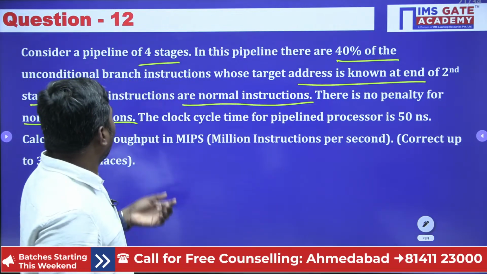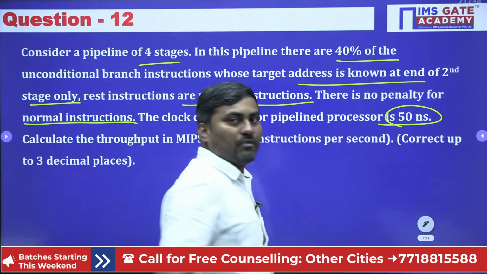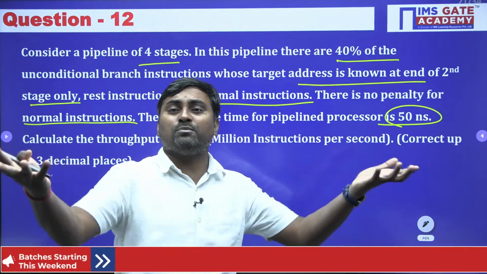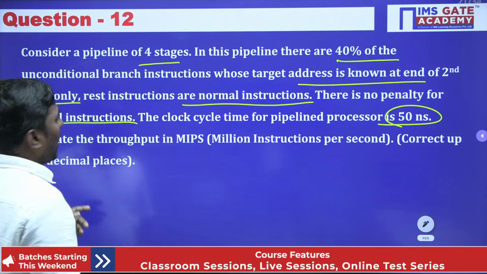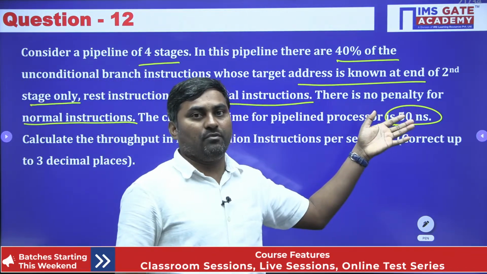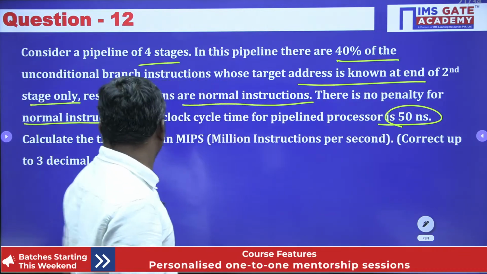That means the cycle time for the pipeline processor is 50 nanoseconds here. Cycle time means what? Generally, whenever the stage delays are different, we take the maximum delay. But here all the stages are the same, only 50 nanoseconds. Or you can understand that one of the stages takes the highest delay, 50 nanoseconds.